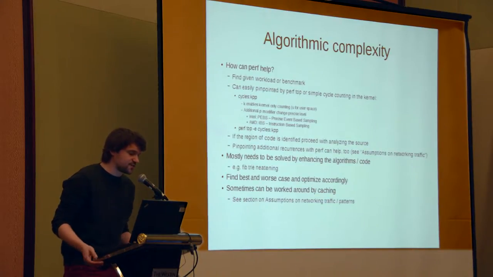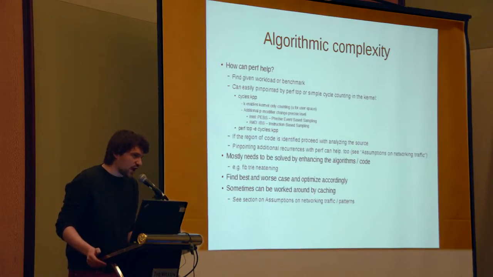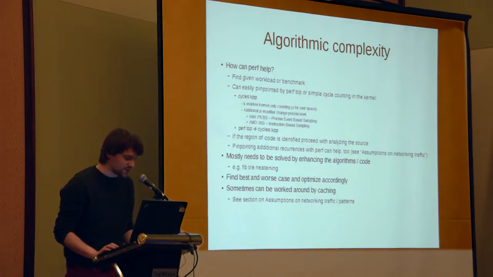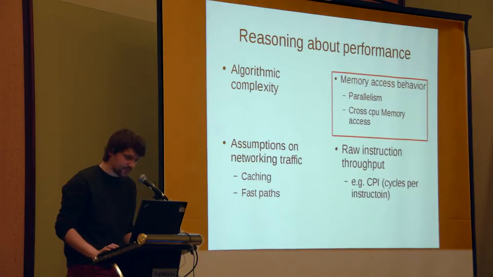So what you can do with it is, if you look at algorithmic complexity, if you hit a specific worst case workload, it should basically be pretty much at the top of perf top, and you can try to find ways to solve that. And as I said, you can also try to introduce caching and get around the algorithmic complexity in some places.